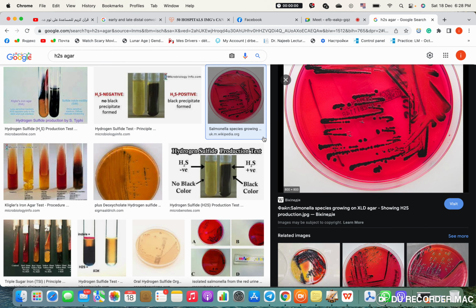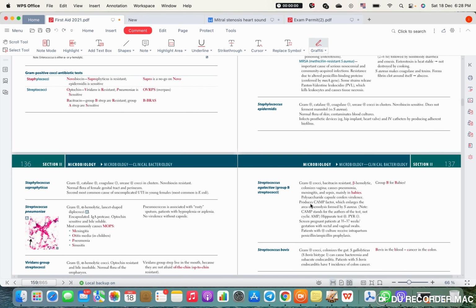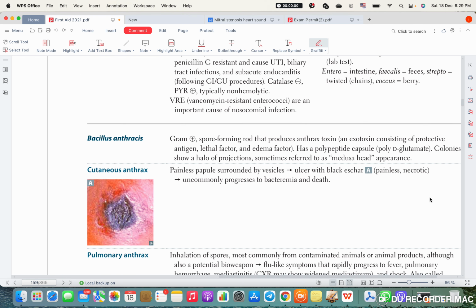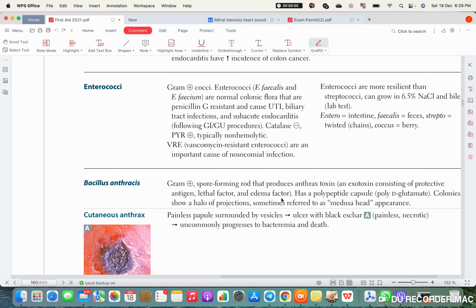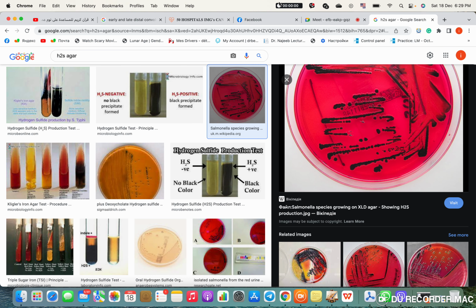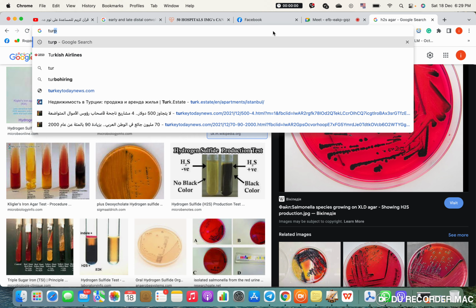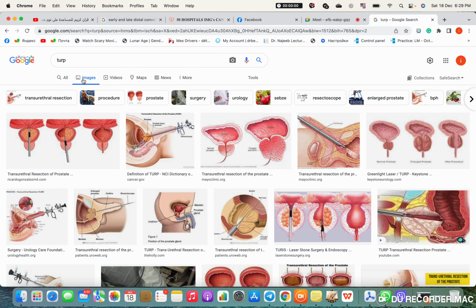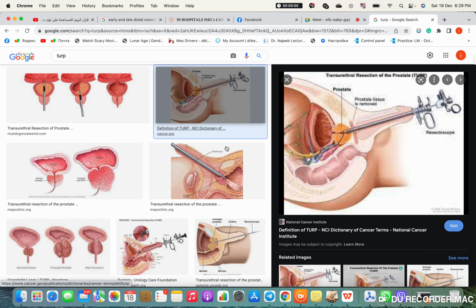Okay, so next thing. Today we are going to continue speaking about Bacillus anthracis. Before we speak about anthrax, there was a little point I forgot to mention regarding the Enterococci. There was the TURP, which is a transurethral resection of the prostate, okay? During transurethral resection of the prostate, we can have contamination and the creation of endocarditis secondary to which form of bacteria? Can you remind me, please?